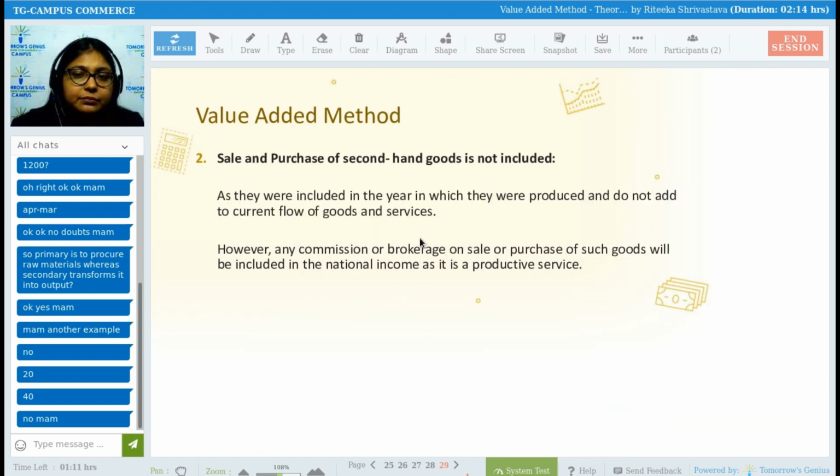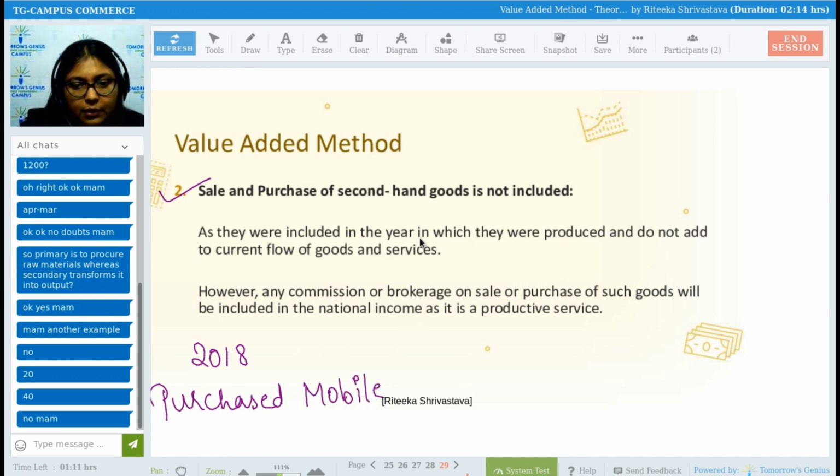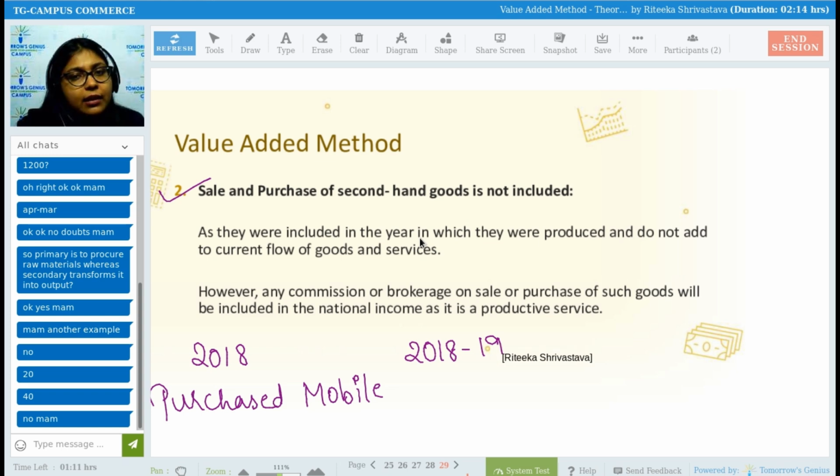while computing national income. Second, sale and purchase of second-hand goods is not included. Sale and purchase of second-hand goods, again, we are not supposed to include. Suppose in 2018 I have purchased a mobile phone. So this transaction will be included while computing the national income for 2018 to 2019, right? In 2018, I purchased a mobile phone. So that transaction has already been included in 2018-19 while computing the national income.